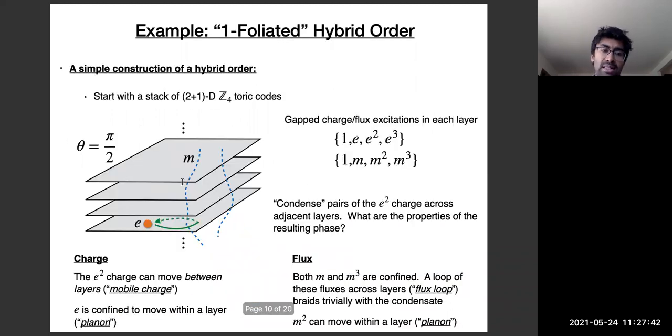So to summarize, this is a phase in which I have a mobile charge and a flux loop along with two different conjugate species of planons. And the mobile charge and the flux loop have fusion rules and mutual braiding phases that are reminiscent of a Z2 topological order in 3D, whereas the planons are similar to the Z2 charges that one would find in a single layer Z2 toric code.